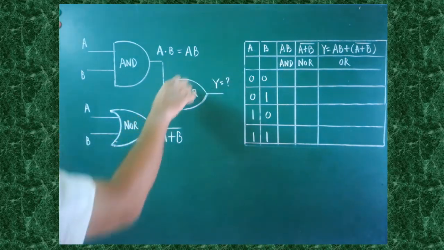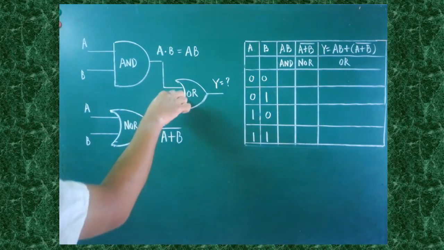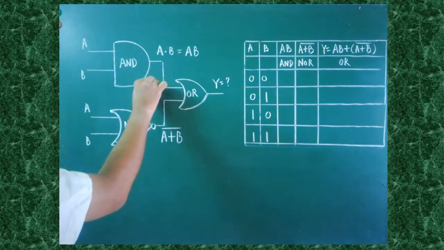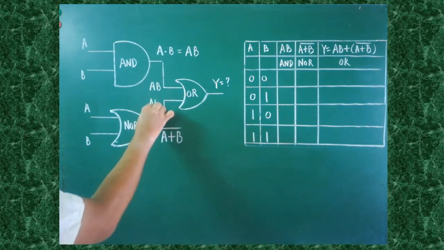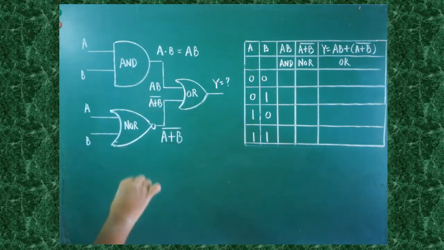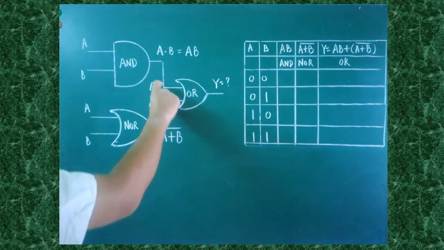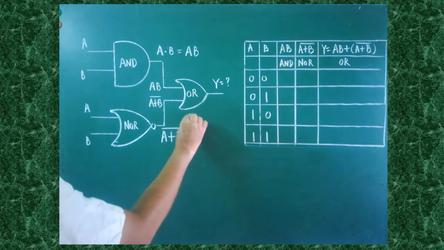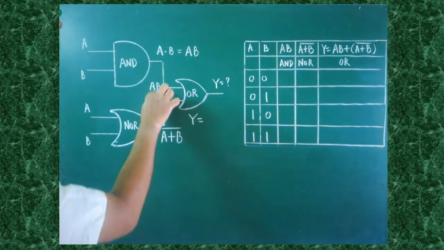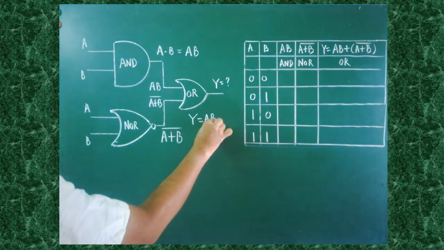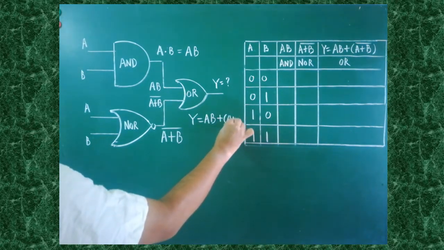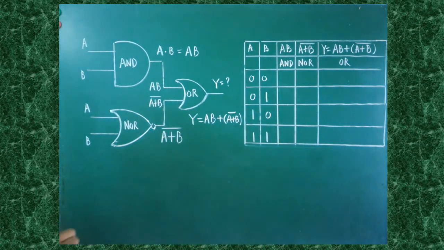This AB and (A + B) whole bar, both of them will act as the input here. So we can write AB, that is one of the inputs, and (A + B) whole bar, that is the other input. If both are given as input to the OR gate, what would be the output? The final expression you will get is both of them ORed. Therefore AB, that is one of the inputs, is to be ORed with this part, (A + B) whole bar. So this is the final output we have got.